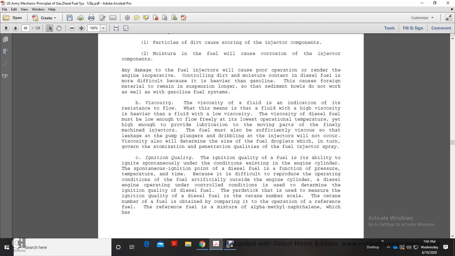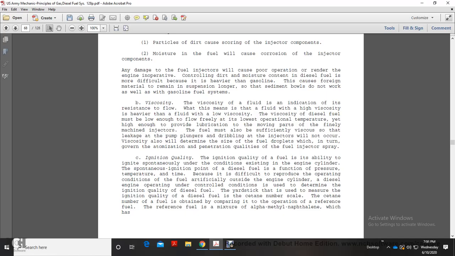Ignition quality. Ignition quality is the fuel's ability to ignite spontaneously under the conditions existing within the engine cylinder. The spontaneous ignition point of the diesel fuel is a function of pressure, temperature, and time. Because of the difficulty of reproducing the operating conditions of the fuel artificially outside of the engine cylinder, a diesel engine operating under controlled conditions is used to determine the ignition quality of the diesel fuel. The yardstick used to measure ignition quality of the diesel fuel is a scale.